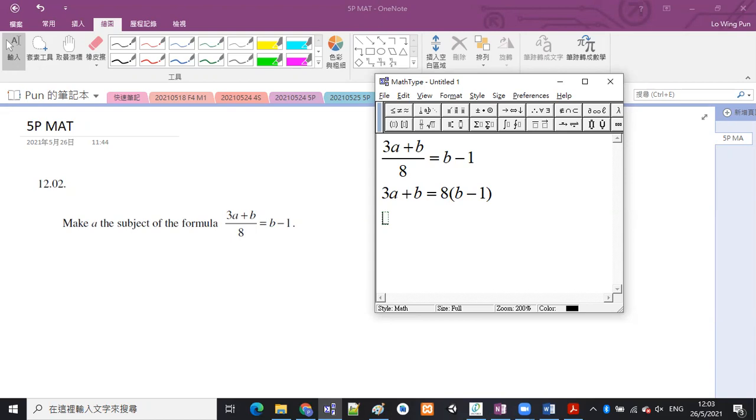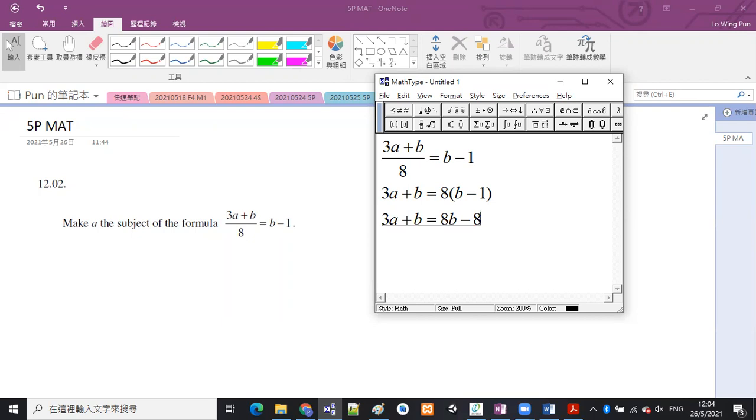in the next step. So 3a plus b, no change on the left. And from the right hand side, we just multiply the 8 to the b and minus 1. So we have 8b, and then minus 8 times 1, which is 8. Just need to be very careful that we multiply the 8 to both the b and the 1. And then because the question asks us to make a the subject, I will group all the terms with a on one side and all the terms without a to the other side.